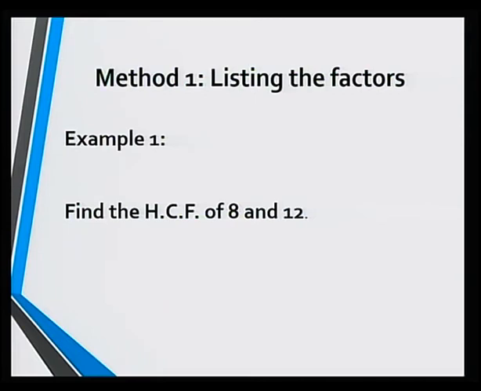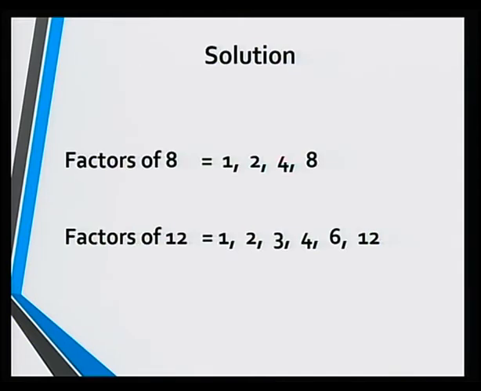That is, you have to list the factors. So if you're asked to find the HCF of 8 and 12, the first step will be to find the factors of 8 and 12. So the factors of 8 are 1, 2, 4, and 8. The factors of 12 are 1, 2, 3, 4, 6, and 12.